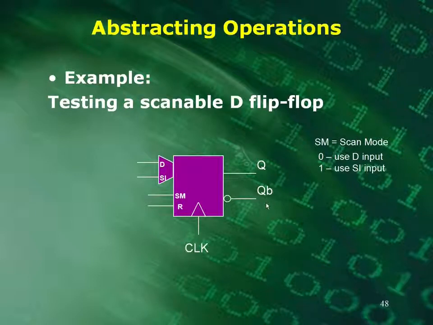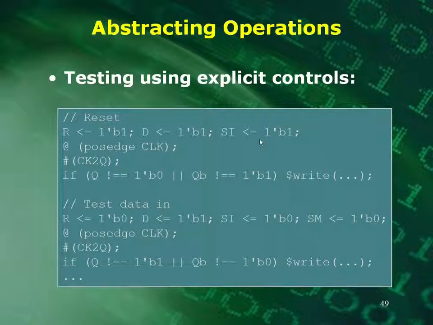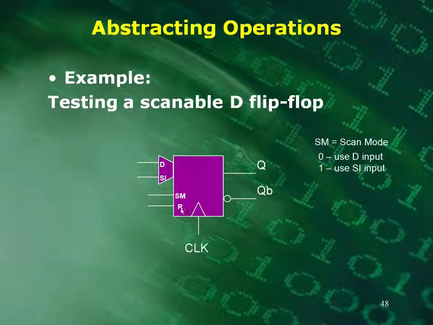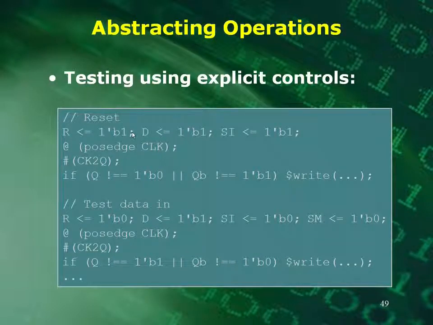So we could start off writing explicit controls to do it. So let's just see how we might do it that way. First thing we might want to do is reset the flip-flop. So we'd set the reset line. Let's go back here. There's the reset R. Okay, so we'd set that high, set the D input high, and the scan mode input high. Then we wait for the positive edge of the clock.